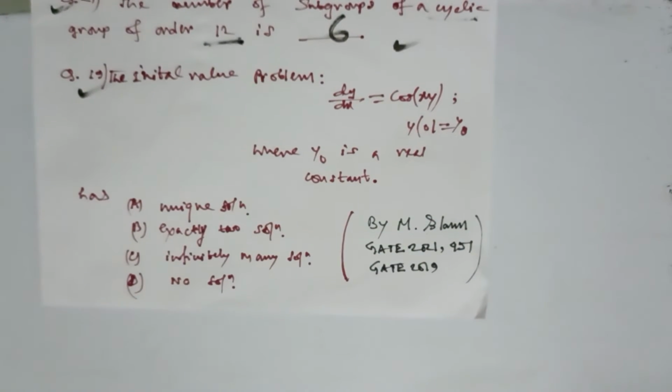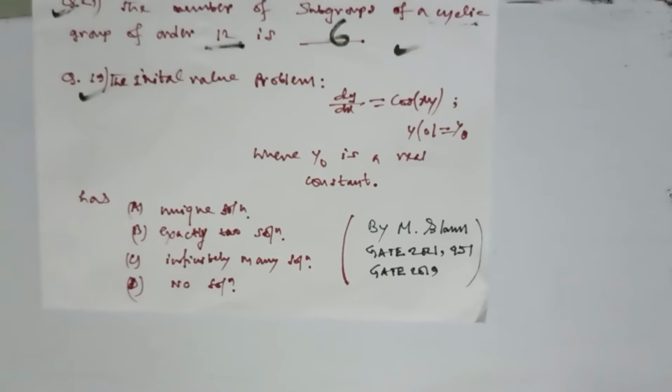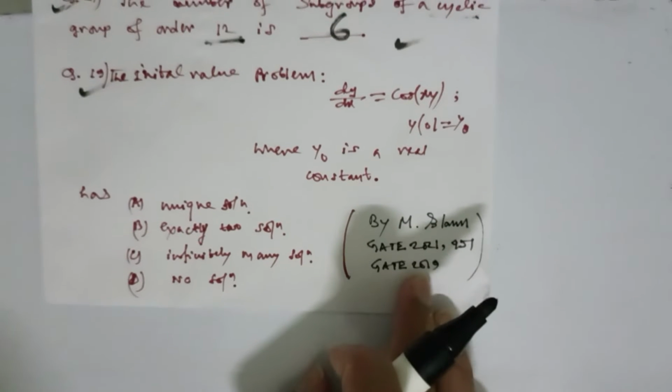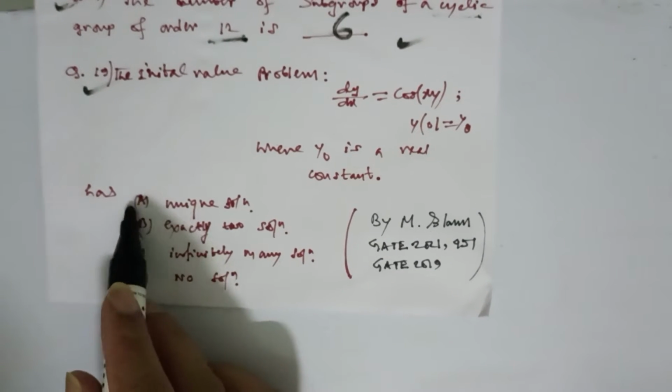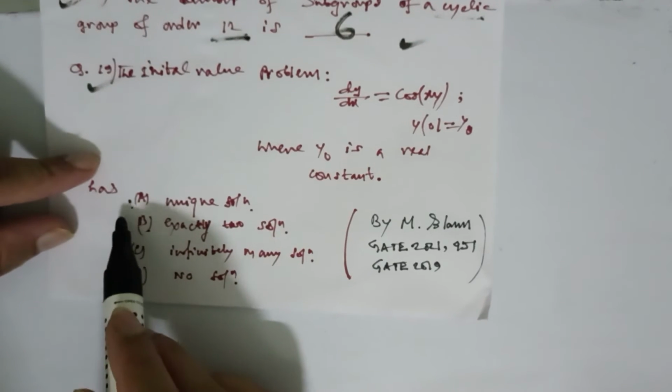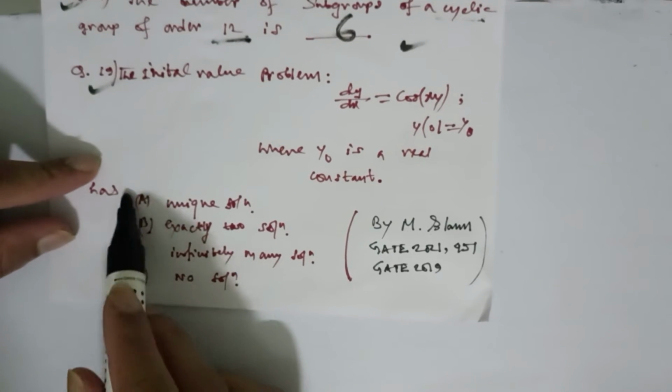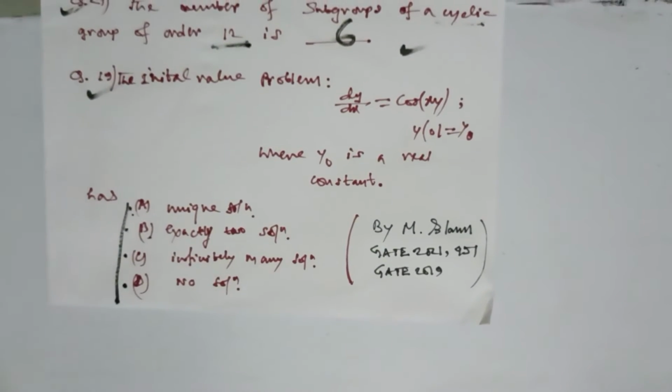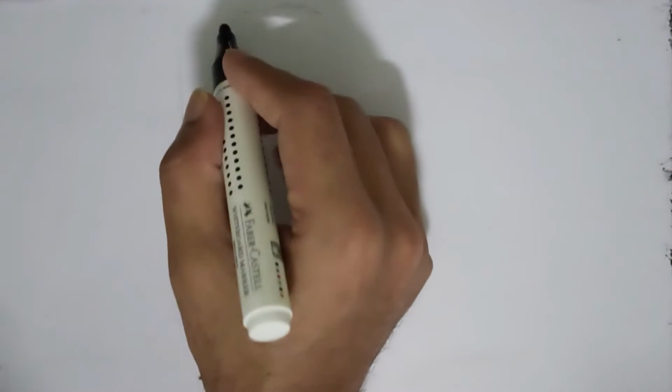The initial value problem dy/dx is equal to cos xy, y(x0) equal to y0, where y0 is a real constant. There are 4 options: any solution is a solution, infinite solutions, no solution, and unique solution. So to mark one answer for this question, for this I am writing a result.